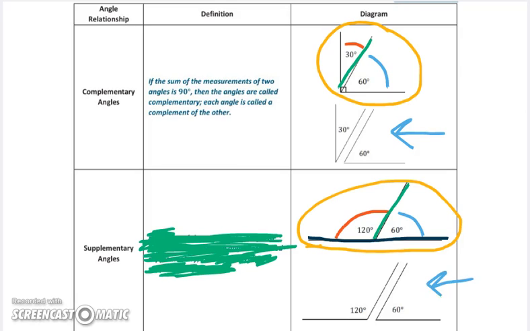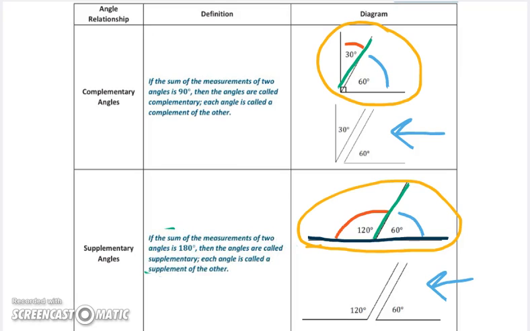Okay, let's look down here. Another example of it: 120 plus 60 gives us 180 degrees. So any two angles on that line will give us 180 degrees if we split it. And here's our definition. If the sum of the measurements of two angles is 180 degrees, then the angles are called supplementary. Each angle is called a supplement of the other.